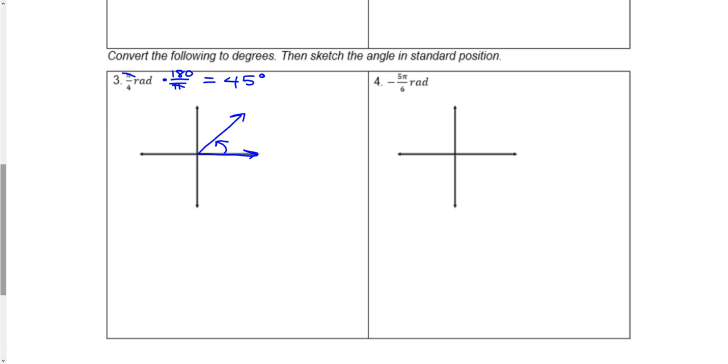So same thing with 5 pi over 6. If you're not good at thinking in terms of fractions, turn it into degrees. So we can multiply this again by the pi on the bottom and the 180 on top. And I believe I'm doing this right. I think that's negative 150.